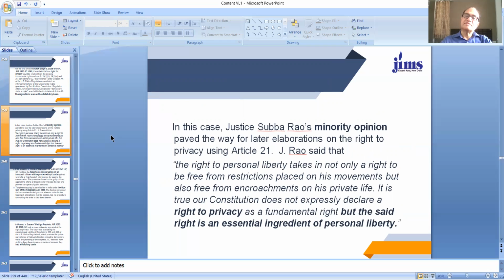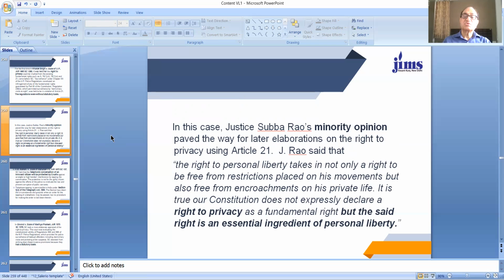In this case, Khadak Singh's case, Justice Subba Rao's minority opinion paved the way for later elaborations on the right to privacy under Article 21. Justice Rao said that the right to personal liberty takes in not only a right to be free from restrictions placed on his movements, but also free from encroachments on his private life.